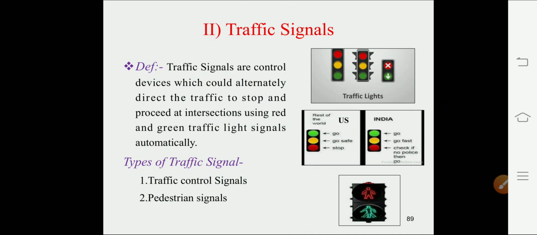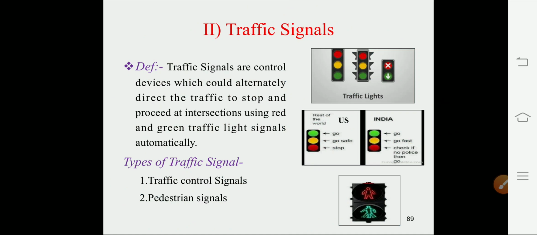Then traffic signals. Many times in cities when we go, we come across signals, whereas this is not possible in our local towns. This helps to properly regulate the traffic. Traffic signals are control devices which alternately direct the traffic to stop and proceed at intersections using red and green traffic light signals automatically.